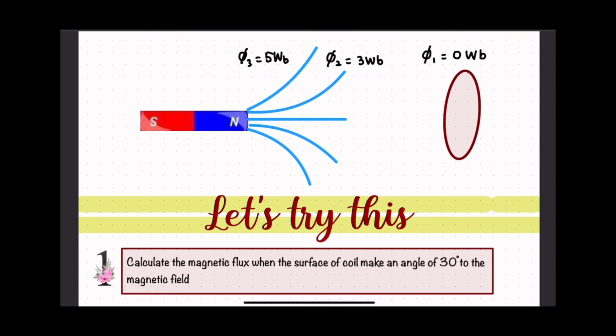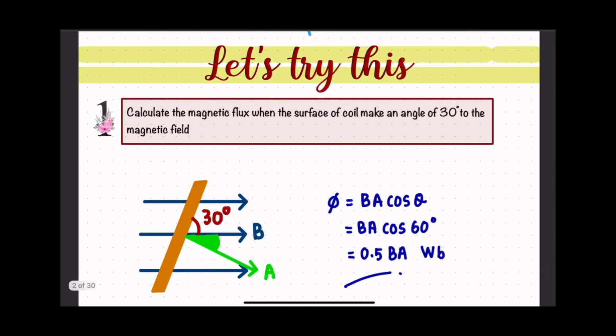Okay, so let's try this. Okay, this question has no calculation, I just want to show you how to know where the angle is. Okay, calculate the magnetic flux when the surface of the coil makes an angle of 30 to the magnetic field. Read the sentence carefully, because it says the surface of the coil makes an angle of 30 to the magnetic field. This is the direction of the magnetic field, and then the surface of the coil. This is the surface of the coil making an angle with B of 30 degrees. You see I drew 30 degrees there.